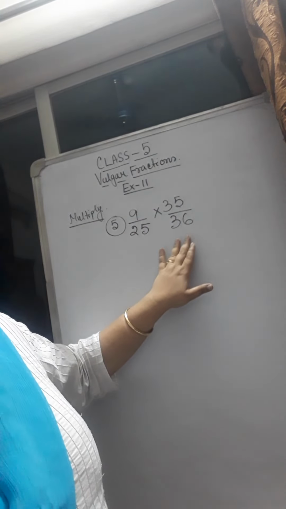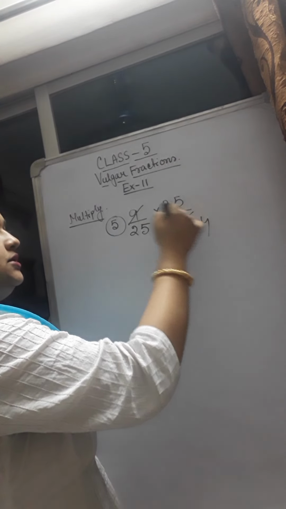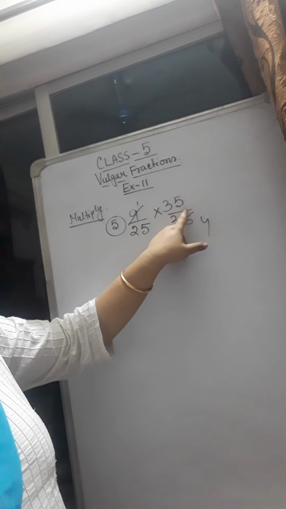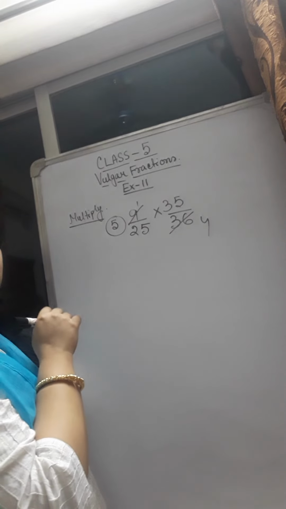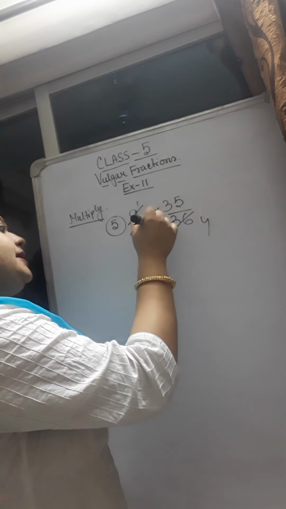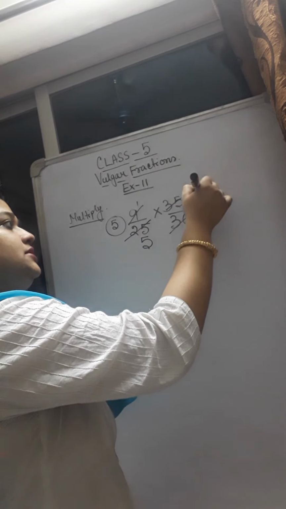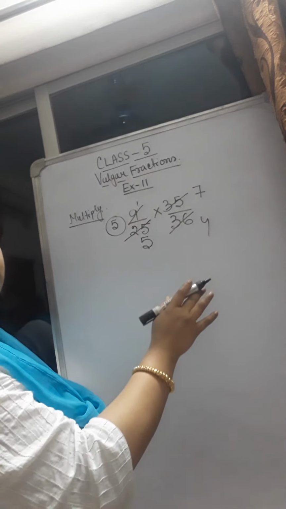Now 9 and 36 can be cancelled. 9 4s are 36. 25 and 35 can be cancelled. 5's table gives you both 25 and 35. So both are cancelled with 5. 5 5s are 25. 5 7s are 35. Now they cannot be cancelled any further.